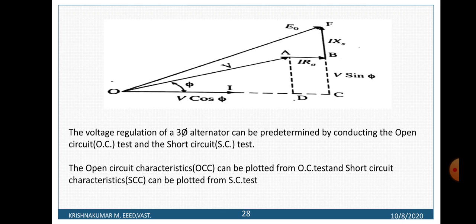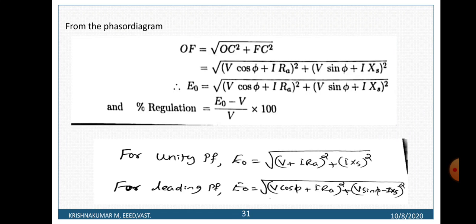Okay, so OC is equal to OD plus DC. Now OF is equal to root of OC square plus FC square. OC means OD plus DC, that means OC means V cos phi plus IRA. So OC square means (V cos phi plus IRA) the whole square.